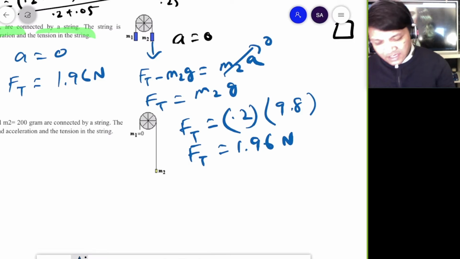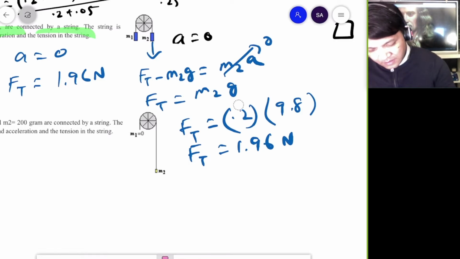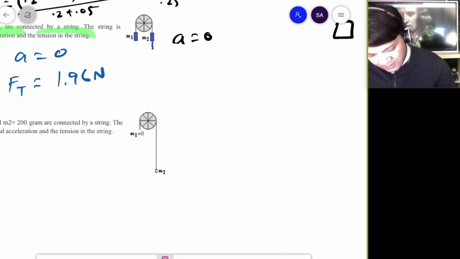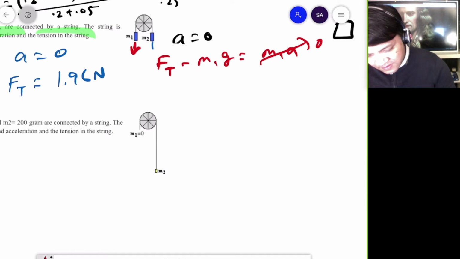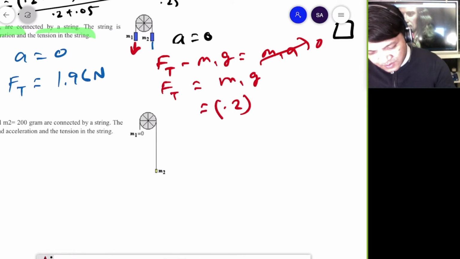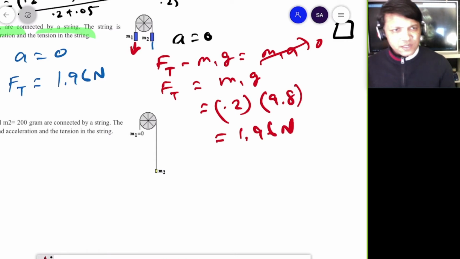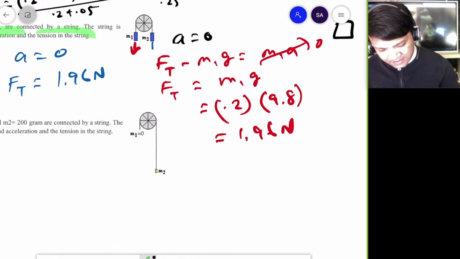If we use the other equation, we'll get the same thing. Let's check that out. This one would be FT minus m1g is equal to m1a. Acceleration is 0, so FT is equal to m1g. So m1 is 0.2 and g is 9.8, which gives you 1.96 newtons. So no matter how you do it, you get the same tension force.